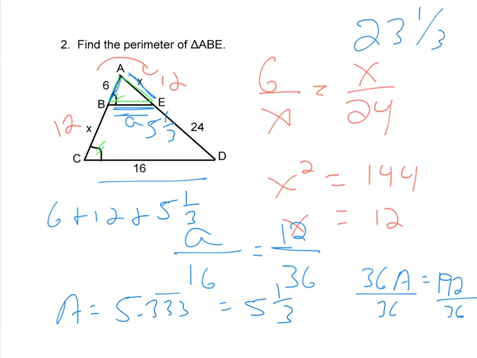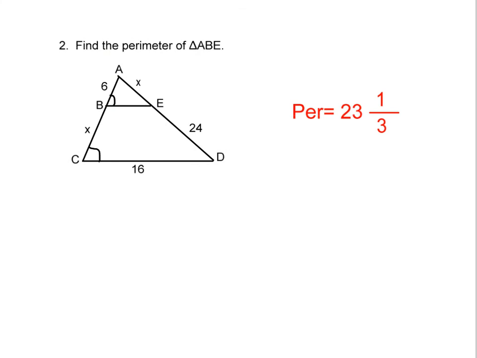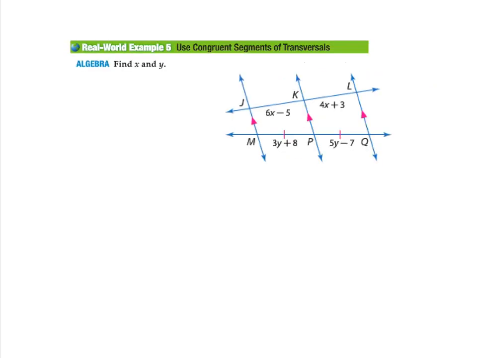And I think we're going to check our answer. And sure enough, look at that, 23 1/3 for the perimeter. Let's find x and y right now. Okay, we're going to find x and y.